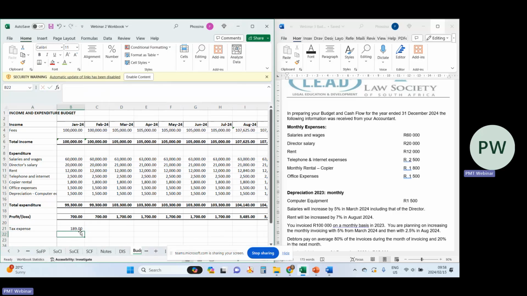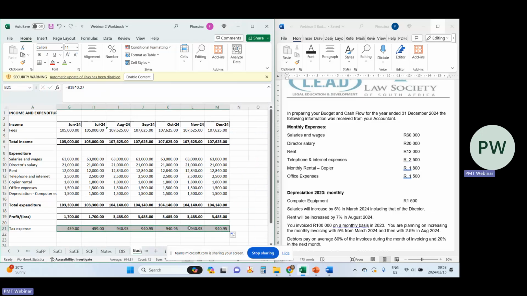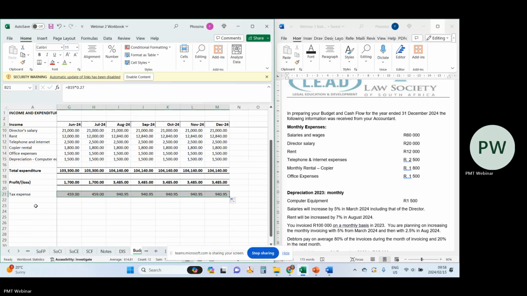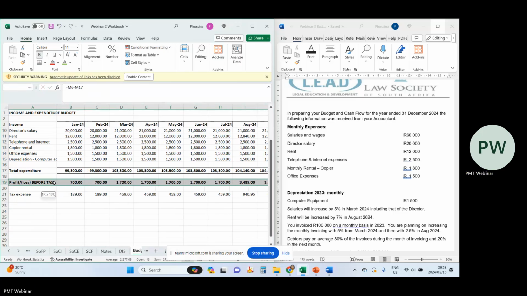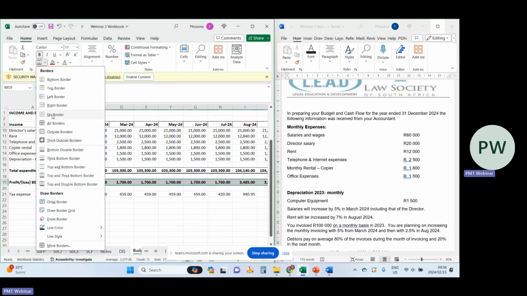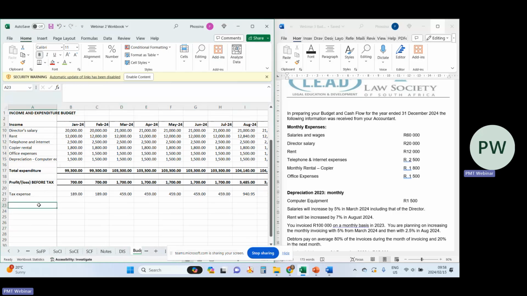%27, and then this is the tax that would be payable to the taxman. Okay, and then we've got profit and loss before tax, and then we've got our tax expense. Let me change my highlighting to lighter bold, like that, and then our profit and loss for the year.